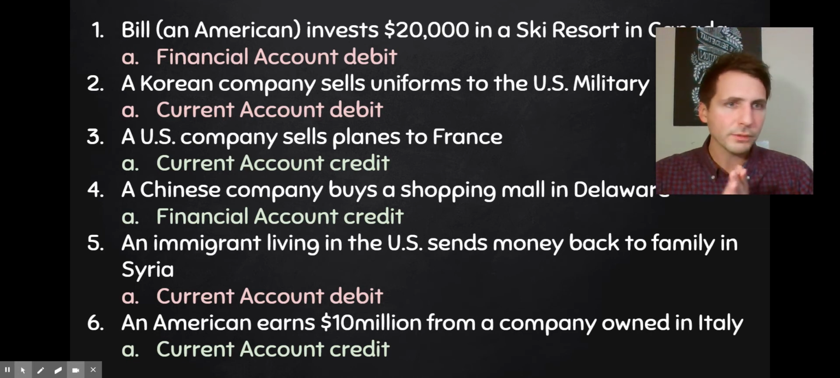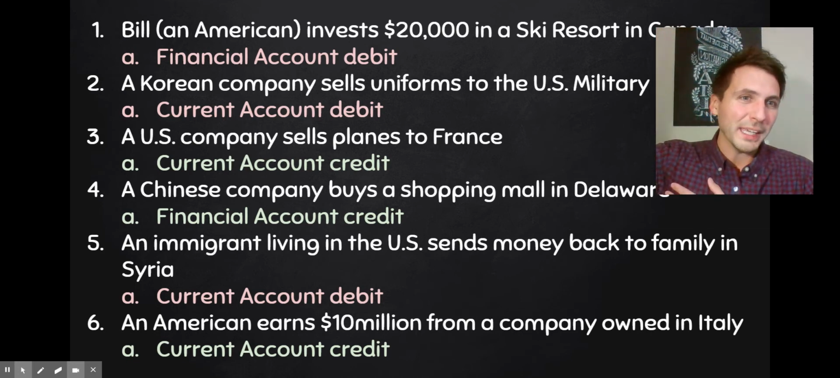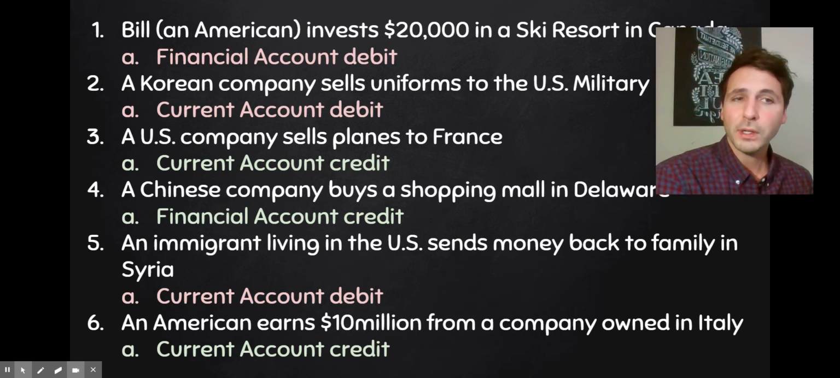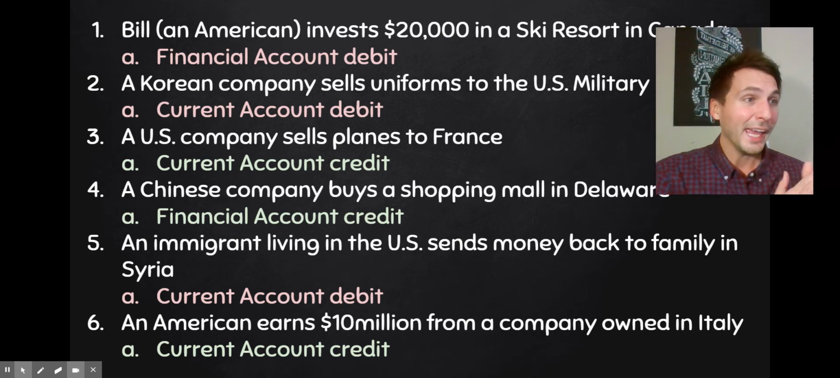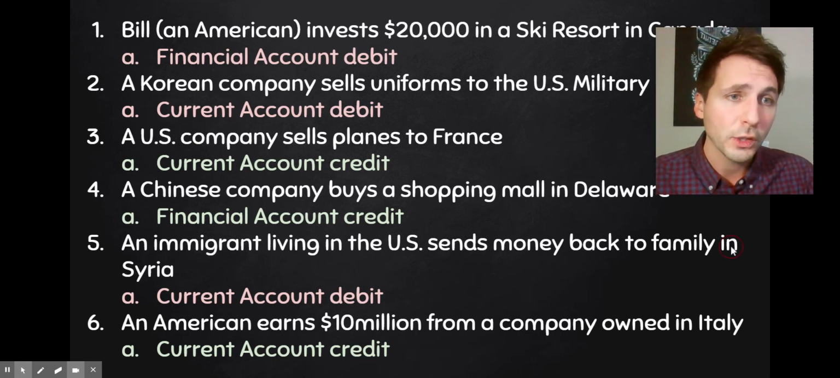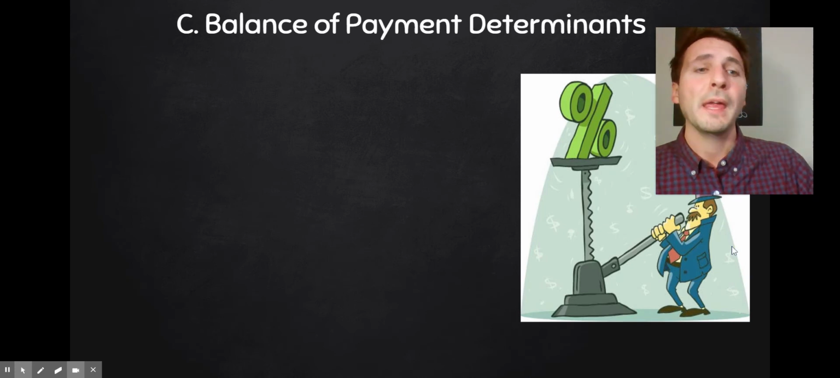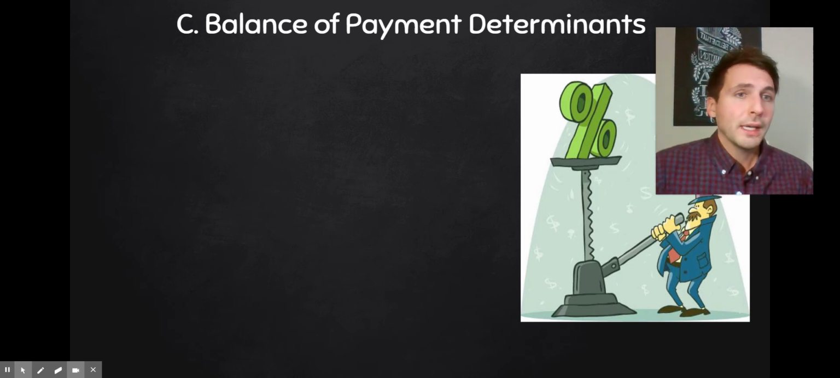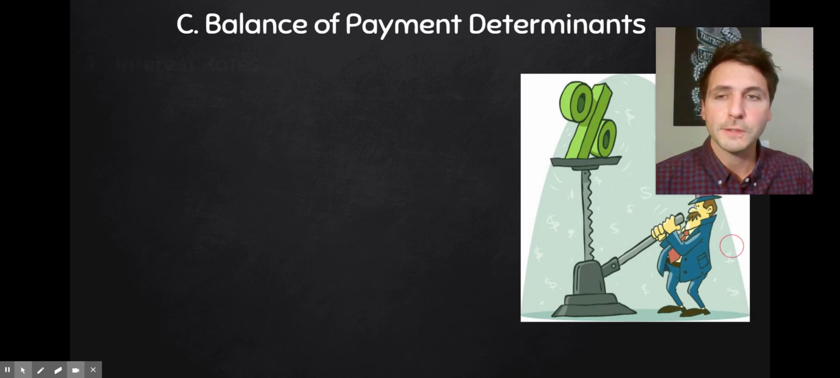Okay, so these are hard and fast rules. If you know what each of the accounts are, the three parts on the current account, two parts on the financial account, and you track the flow of the money, is money flowing in or out, you're going to be in really good shape on these. Now, there are a few determinants that you need to know that can change the balance of payments, right?